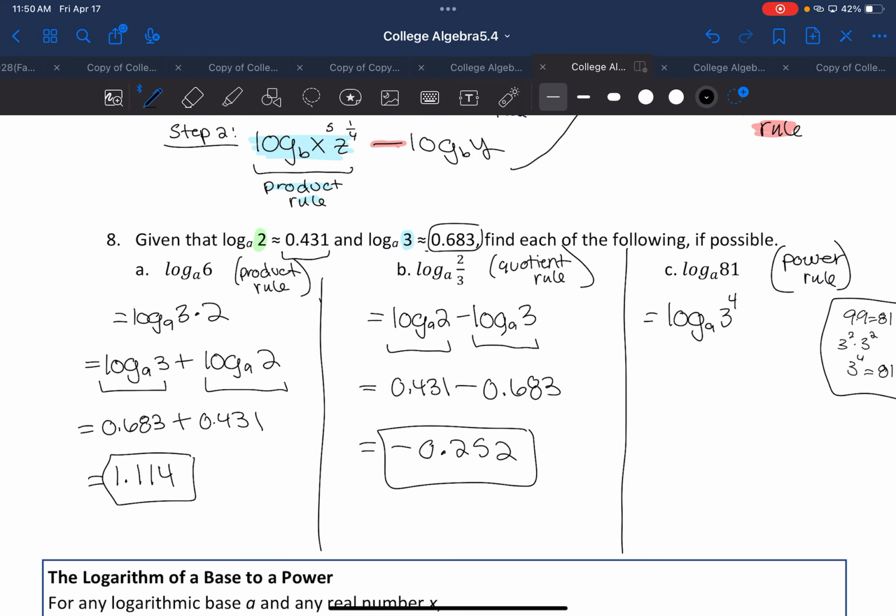And now I can use that power rule and pull that 4 out front. So this would become 4 times log base A of 3. And I know that log base A of 3 is equal to that 0.683, because that's what they told me. So plugging that into my calculator, 4 times 0.683 would be equal to 2.732.